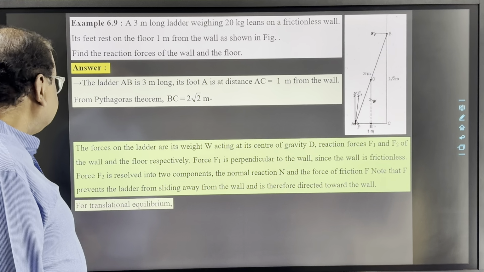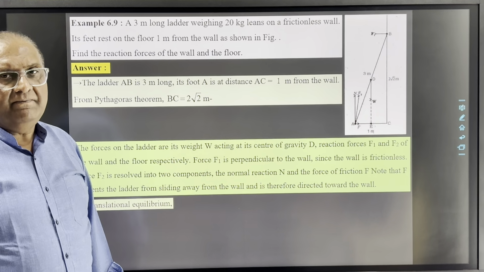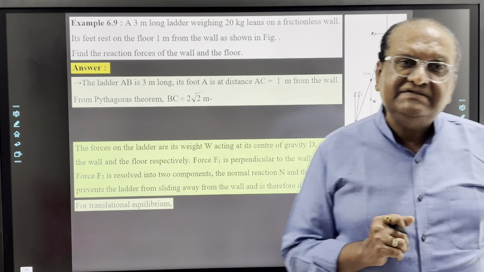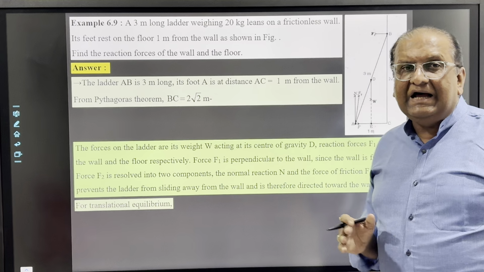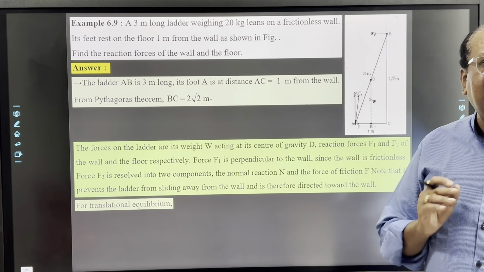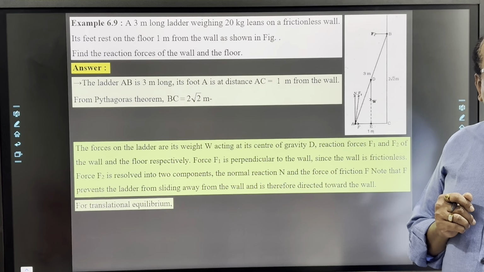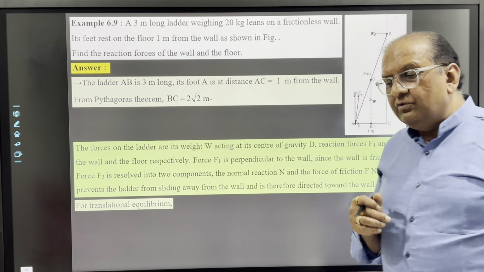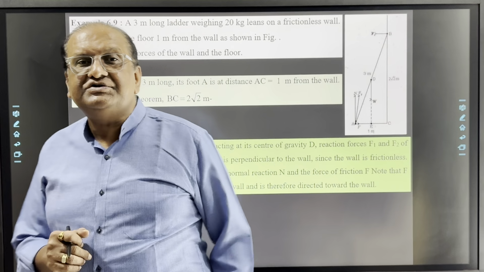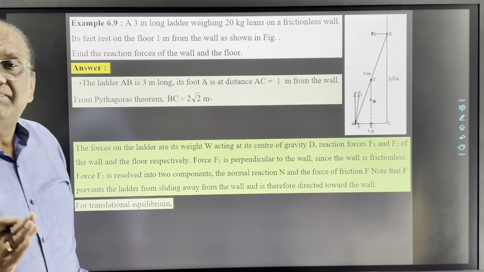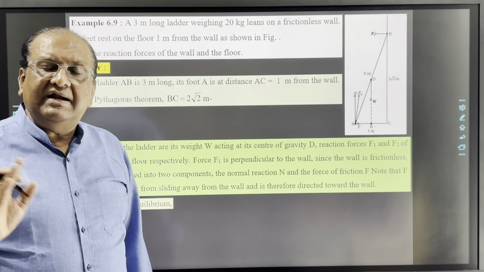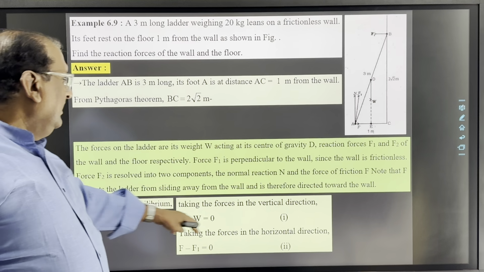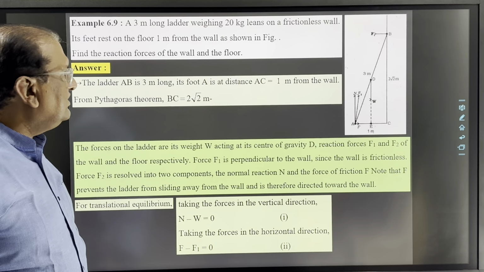So first we consider the translational equilibrium. For translational equilibrium, net force will be 0. Here the forces are in horizontal as well as in vertical directions, so we have to consider both the forces. So net force in horizontal direction will be 0, as well as net force in vertical direction will be 0. So first we consider the forces in vertical direction.